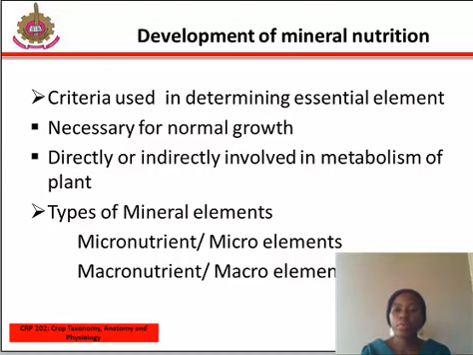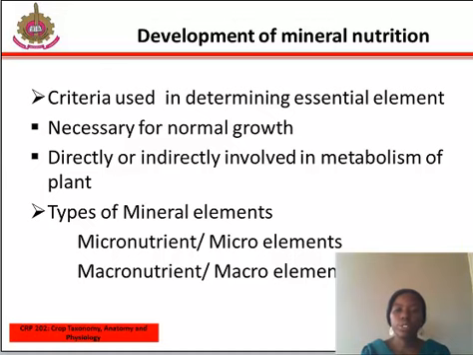Criteria used in determining essential elements are: 1. An essential element is absolutely necessary for normal growth and reproduction of the plant and should be a part of essential metabolites for plant growth. 2. The requirement of the element is very specific and it cannot be replaced by another element. 3. The element is directly or indirectly involved in the metabolism of a plant. Now we'll move on to types of essential elements.